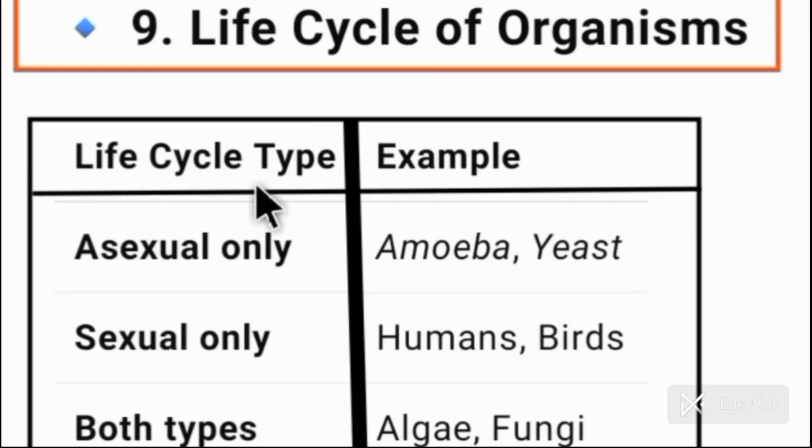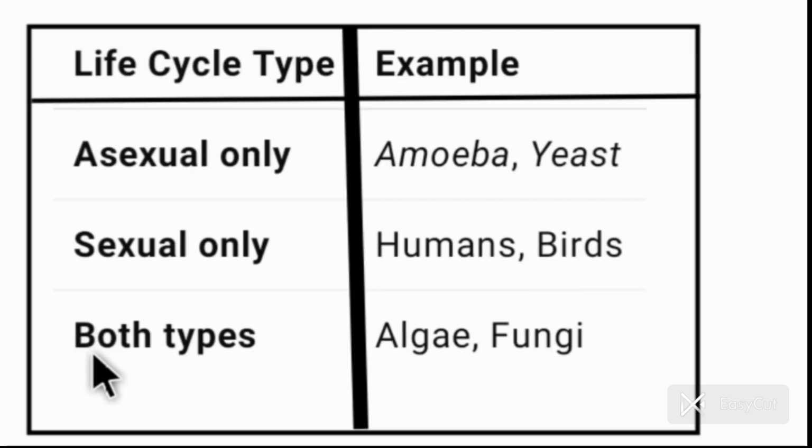Now, life cycle in organisms. Asexual life cycle takes place in amoeba and yeast. Sexual life cycle takes place in humans and birds. Both asexual and sexual types of life cycle take place in algae and fungi.